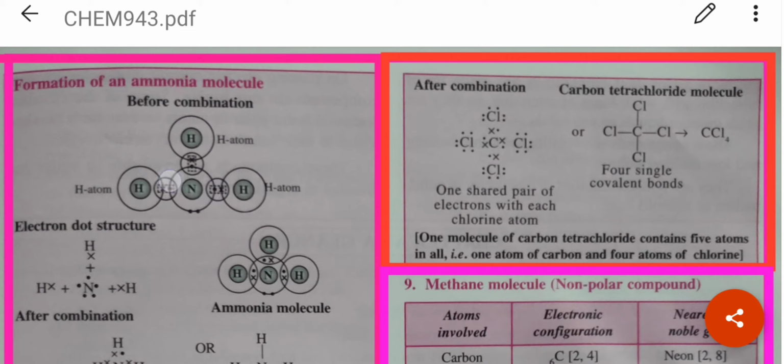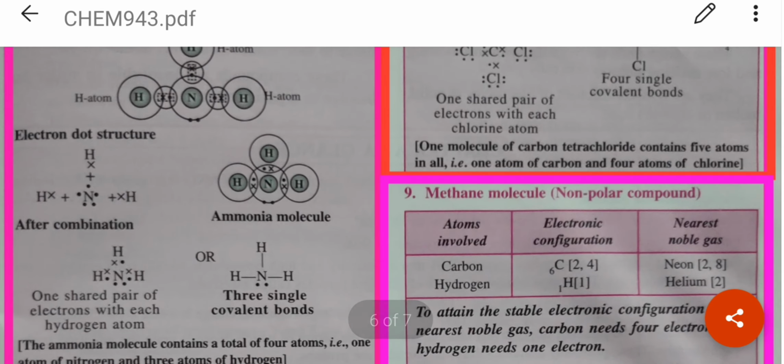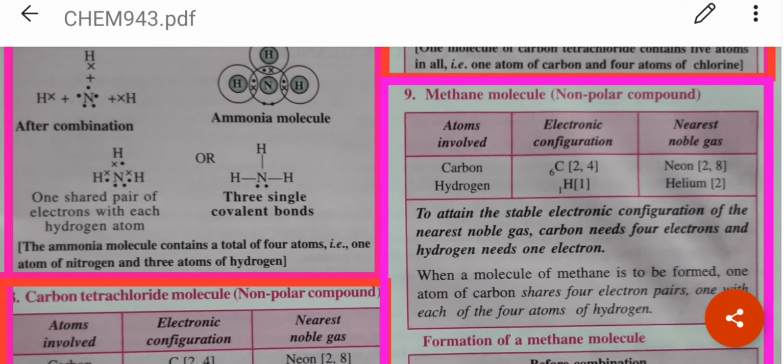How do you see the bonds? Nitrogen has 5 valence electrons, one from this hydrogen atom, one from here, one from here. So it becomes 8 valence electrons. Between how many atoms? 4 atoms, 1 nitrogen atom and 3 hydrogen atoms.